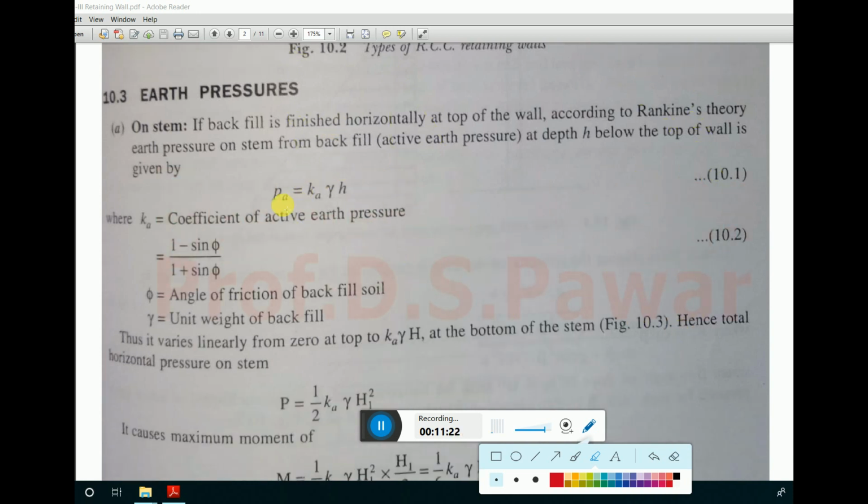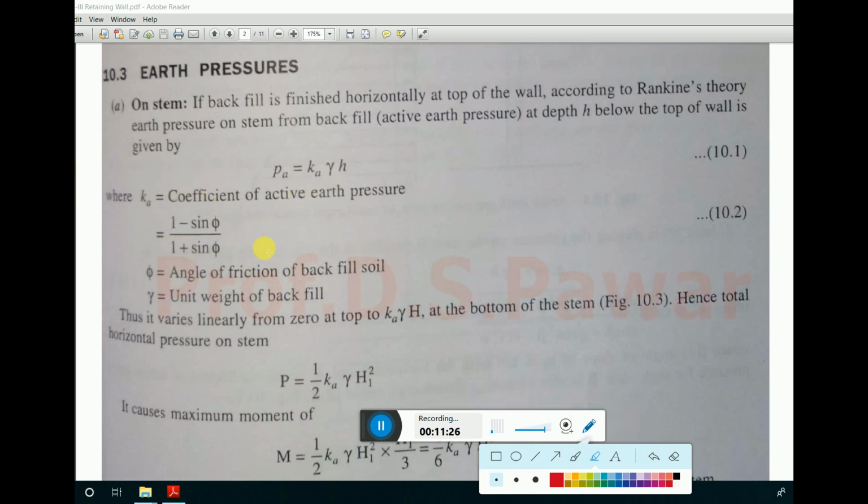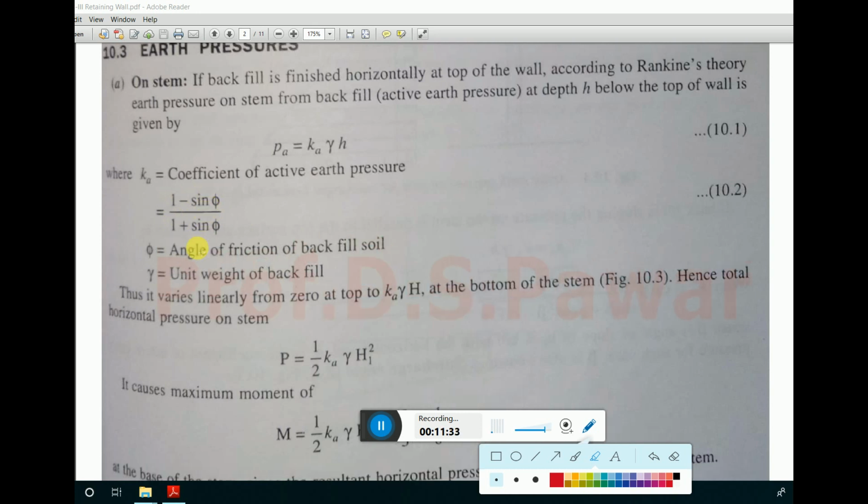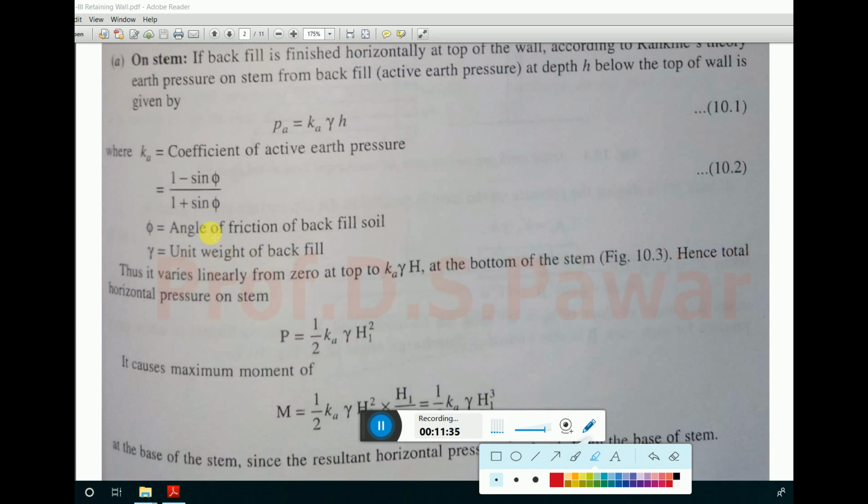So now this is the base pressure Ka into gamma h, already we have seen. Now the coefficient of active earth pressure. As you people know, the formula for the coefficient of active earth pressure is 1 minus sin phi divided by 1 plus sin phi. Here phi is the angle of friction of the backfill soil, and gamma is the unit weight of the backfill.